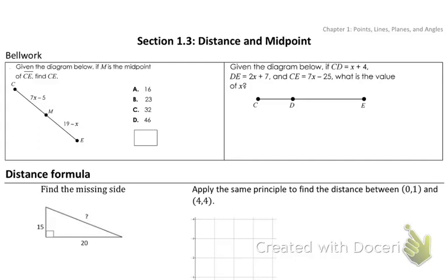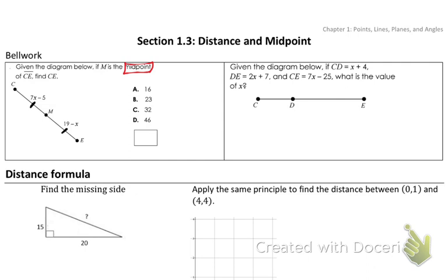It says, given the diagram below, if M is the midpoint, I'm going to stop right there. Midpoint means I need to make marks on it so I can get those points. Even if I just read midpoint and put tick marks on it, that's worth a point because I understood what midpoint meant. Midpoint meant it cut it in half. I got two congruent segments.